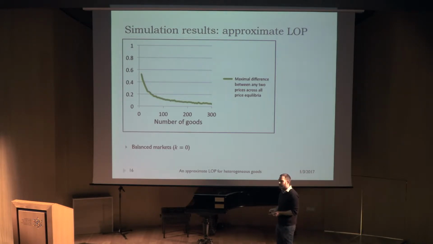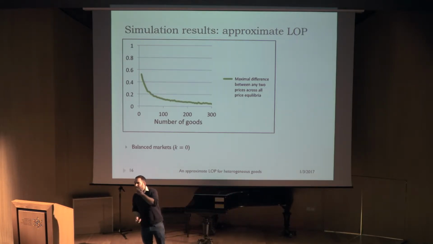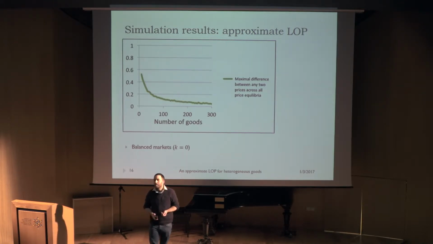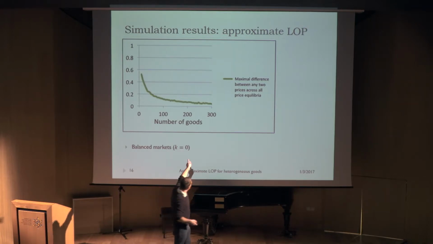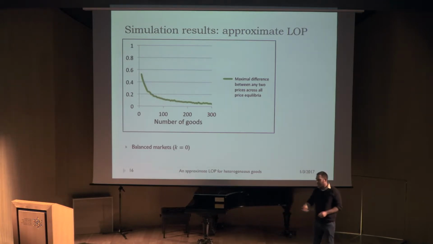Yes? I want to understand the statement. So you looked at a certain set of prices that achieve an equilibrium and said these are close to each other. You want to claim that this holds for all sets of prices that achieve an equilibrium? Yes. So this is for all sets of prices. The maximal difference goes down. Maximum absolute difference.